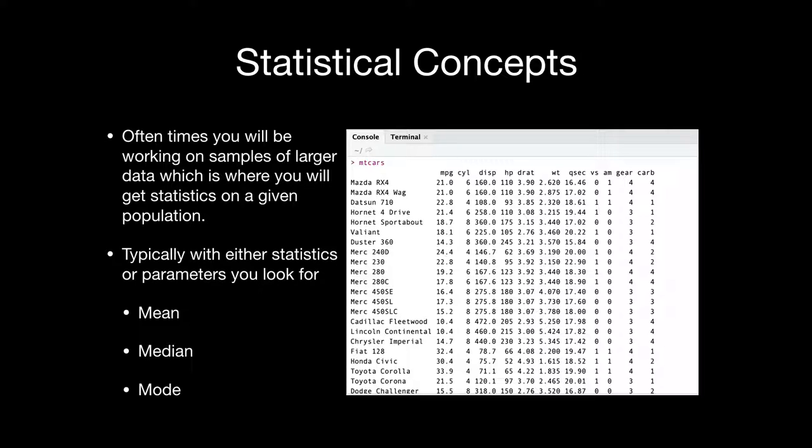Moving on with statistical concepts, there are often times you will be working on samples of larger data, which is where you will get statistics on a given population. Typically with either statistics or parameters, you want to look for the mean, median, and mode. These are things that I hope you've seen in previous classes. If not, we're going to quickly look over them, but I'm not going to dive into too much of the details of what each of these mean, because you've probably covered them numerous times in other classes.